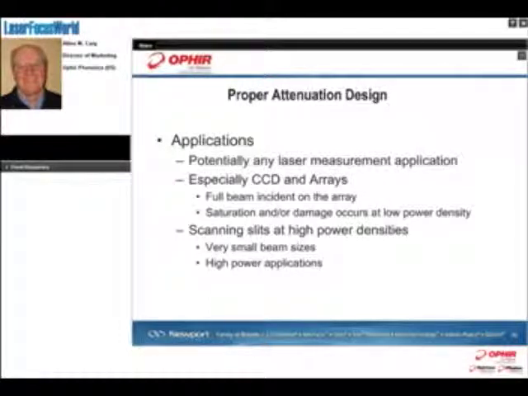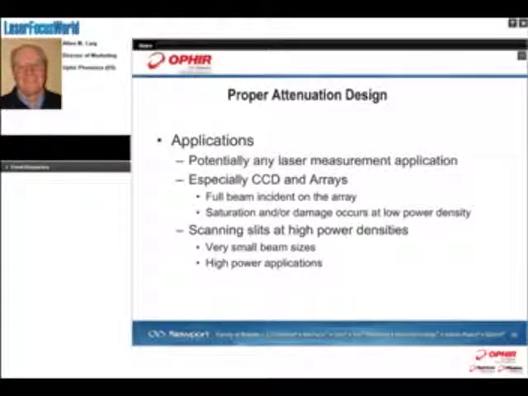Scanning slits, on the other hand, can generally take powers up into the watts, and there are systems that can handle up to a kilowatt. But when you get the beam sizes very, very small, as I mentioned before, you get very high power densities, and then you can damage the scanning slit. And so you need some kind of attenuation, again, for that.